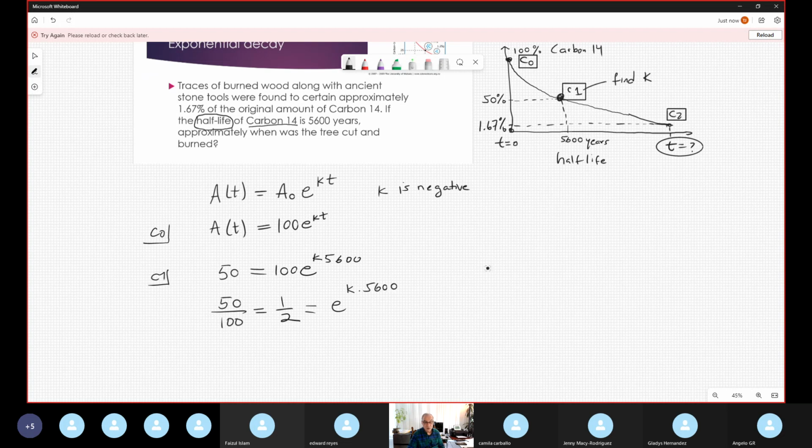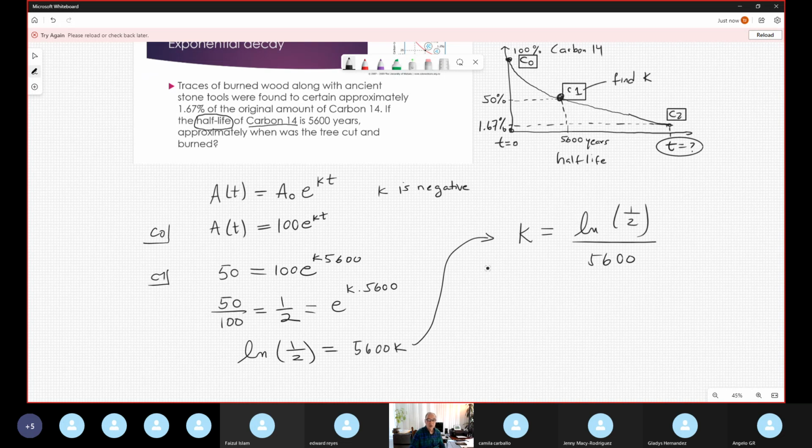You apply logarithm of both sides because you have a logarithmic equation, ln of 1/2 is equal, and ln of e cancels out, the ln and e, for the reason I explained before, and we have 5,600k. Therefore, k alone is the logarithm of 1/2 divided by 5,600. Everyone follow me so far?